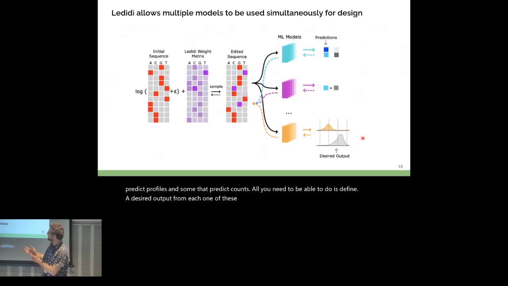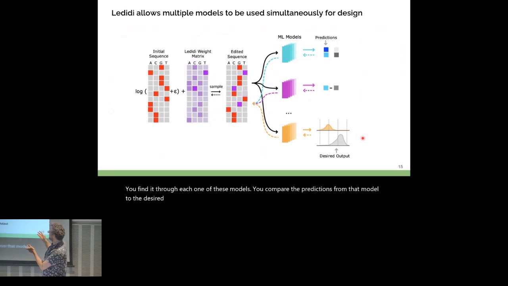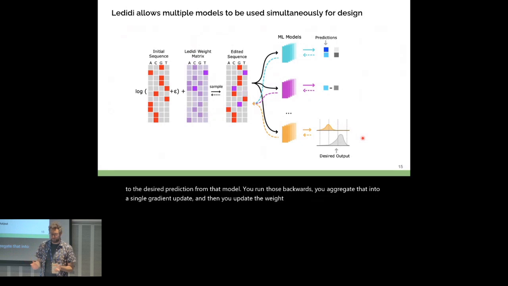And the way that it works is basically that you sample an edited sequence, you run it through each one of these models, you compare the predictions from that model to the desired predictions from that model, you run those backwards, you aggregate that into a single gradient update, and then you update the weight matrix just as before.